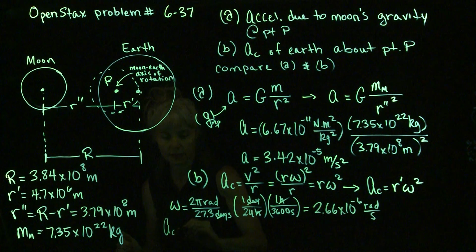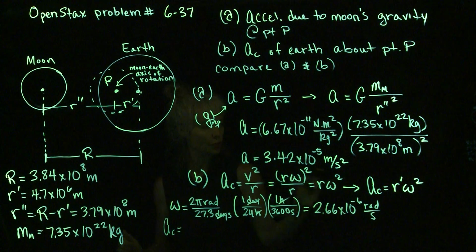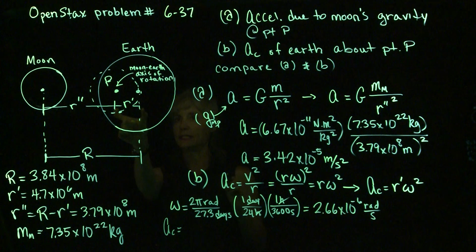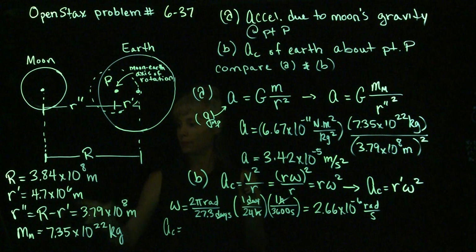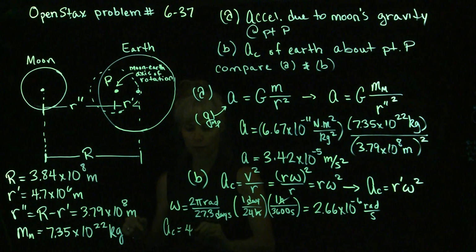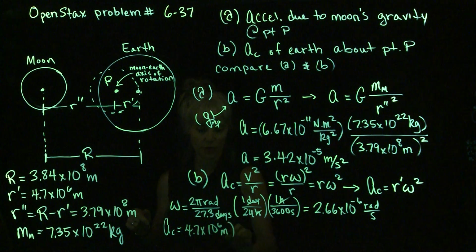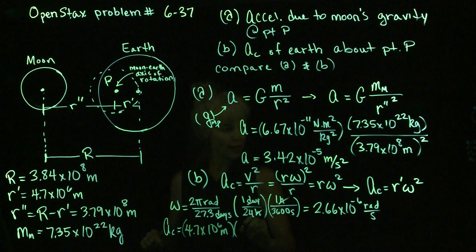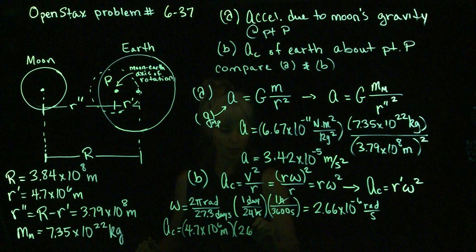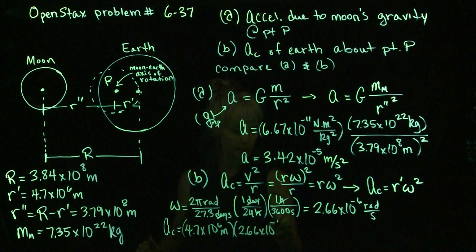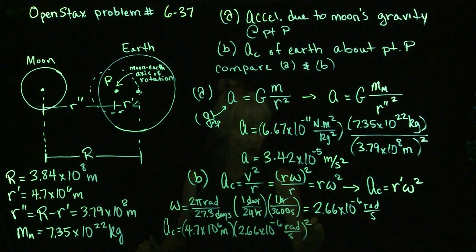So our centripetal acceleration is going to be equal to r prime. R prime is the distance from the center of the Earth to point P. R prime is 4.7 times 10 to the 6th meters. And now we're going to divide that by omega, and then we've got to square it. So 2.66 times 10 to the minus 6, and that's radians per second. And we're going to square that quantity.